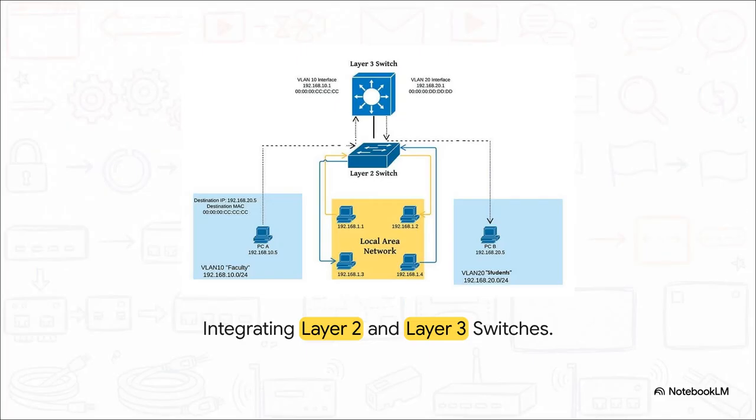Now, what's really interesting about this slide is seeing how beautifully these two pieces of hardware integrate in an actual enterprise network topology. You can see the Layer 2 switch at the bottom, handling those lightning-fast local connections directly to the host PCs in a pure Layer 2 domain. But above it, acting as the traffic cop between different departments, is the Layer 3 switch. It's doing the heavy lifting of routing data between different VLANs, like, say, safely getting data from the faculty network over to the students' network.